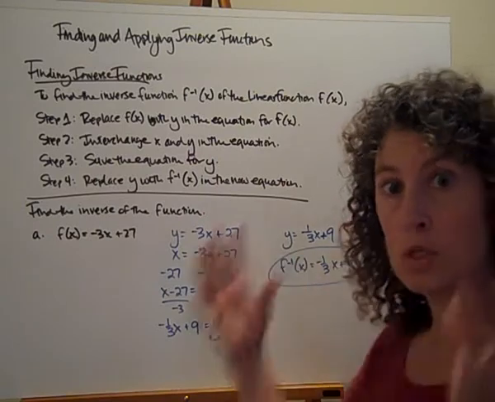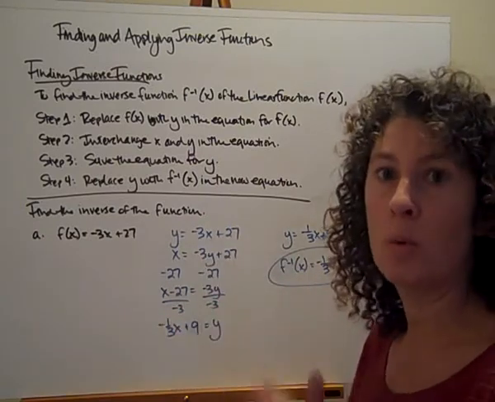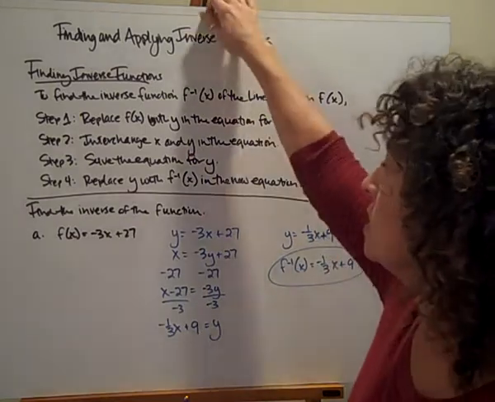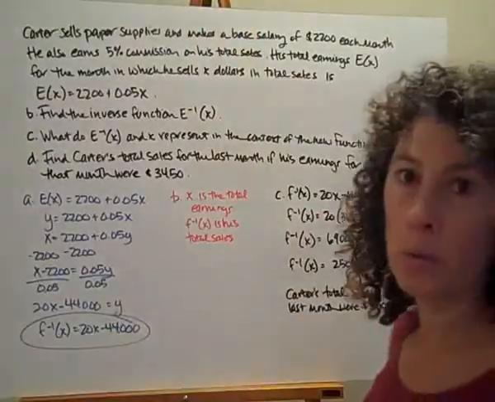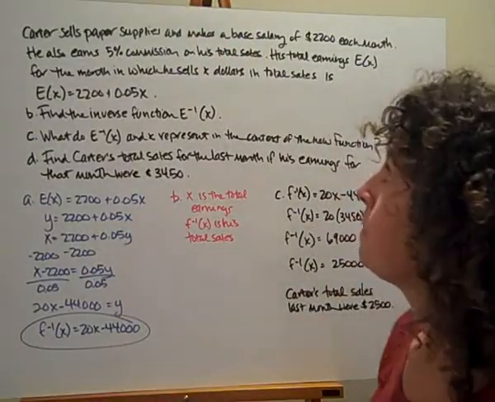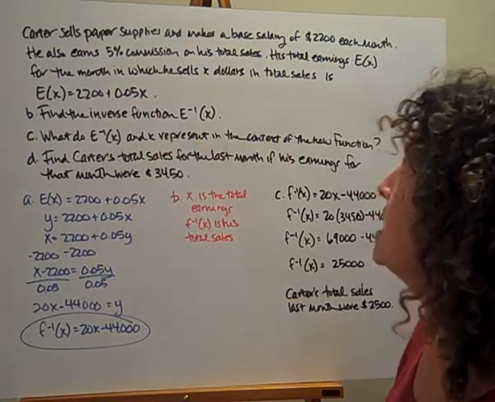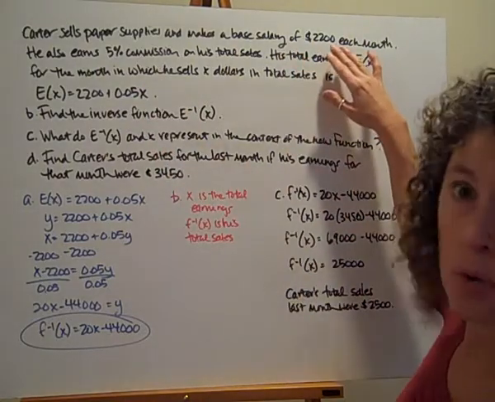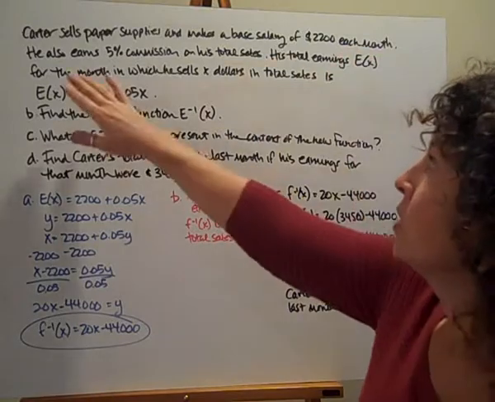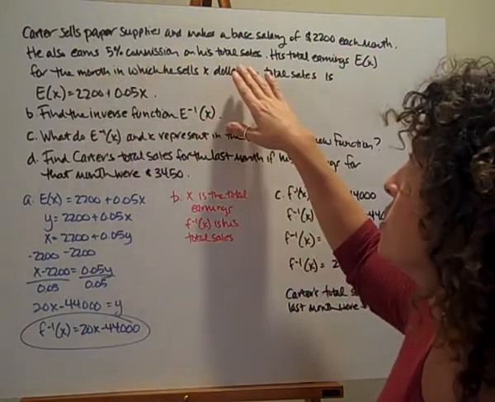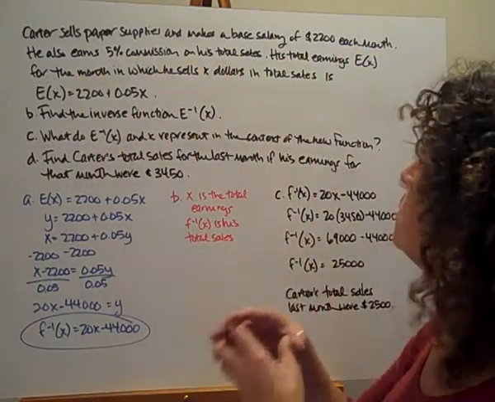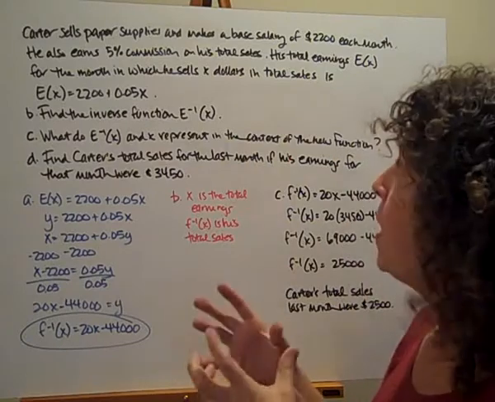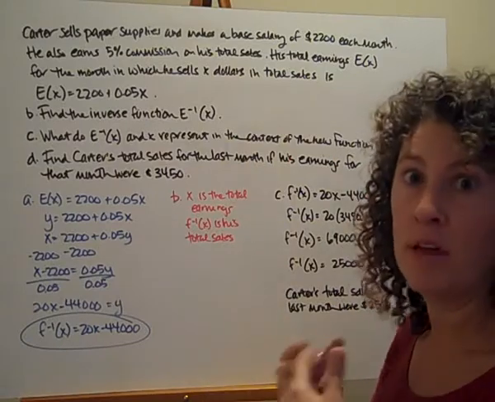Okay, so there's just a few more steps to switch the x and the y when we're looking at an equation. So let's look at this in a real-world situation. Why would you want to do this? Carter sells paper supplies and makes a base salary of $2,200 each month. He also earns 5% commission on his total sales. So he's always going to earn that $2,200, but he's also going to make, on top of that, 5% of however much he sells.